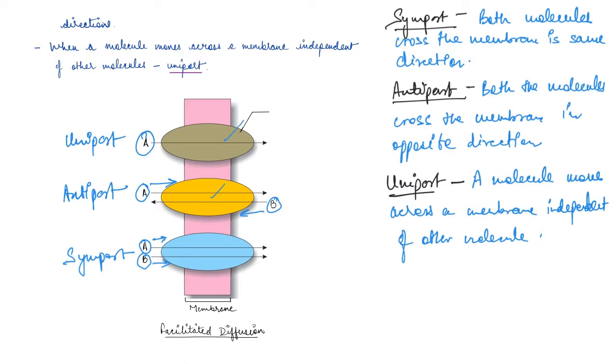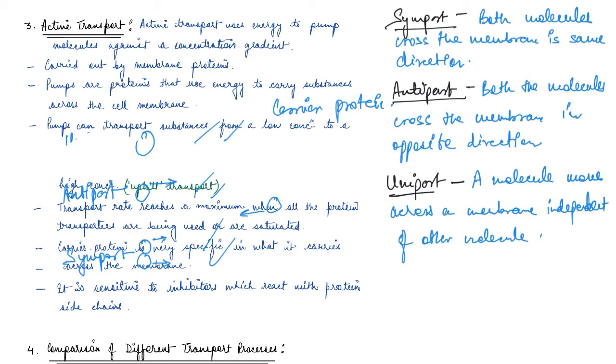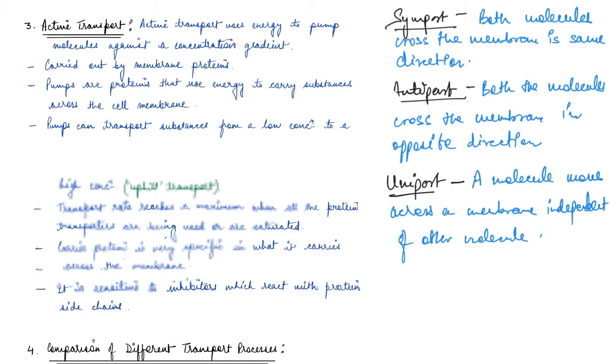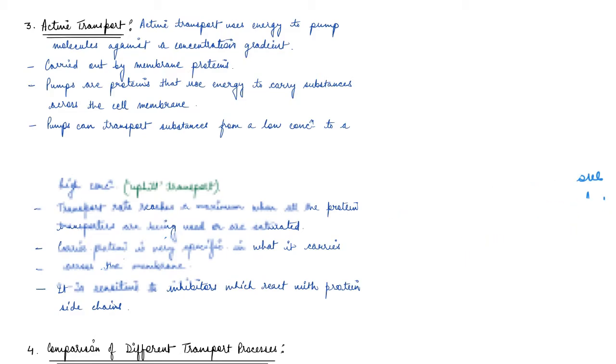And what is this structure? This is carrier protein, right? So this is all about facilitated diffusion. Now what we'll see next is active transport. What is active transport? Active transport requires energy. Remember that. Anything that is passive in case of transport doesn't require energy. Active transport requires energy, right? So basically, active transport uses energy to pump molecules against the concentration gradient.